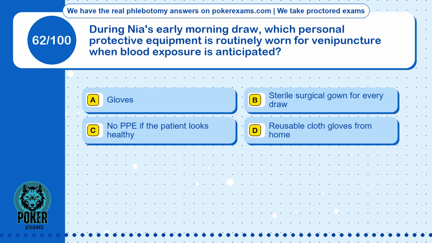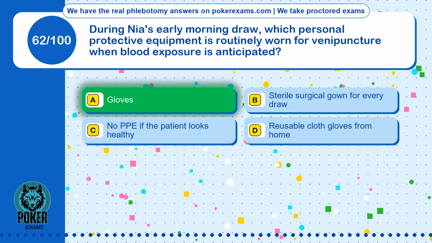Question 62. During NIA's early morning draw, which personal protective equipment is routinely worn for venipuncture when blood exposure is anticipated? Option A, gloves. Option B, sterile surgical gown for every draw. Option C. No PPE if the patient looks healthy. Option D, reusable cloth gloves from home.